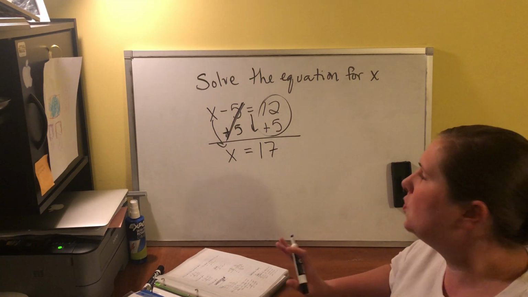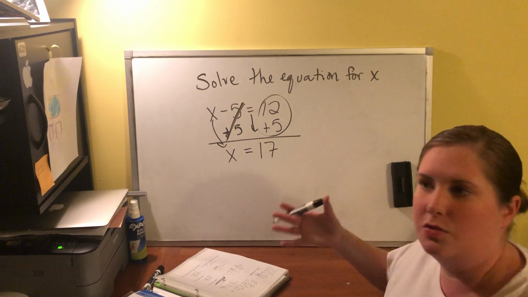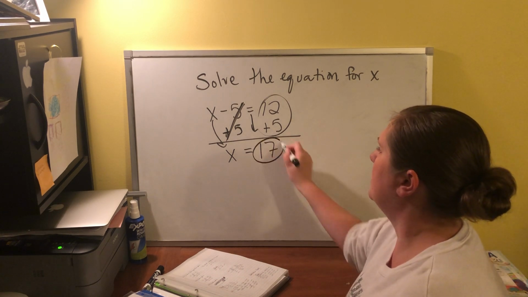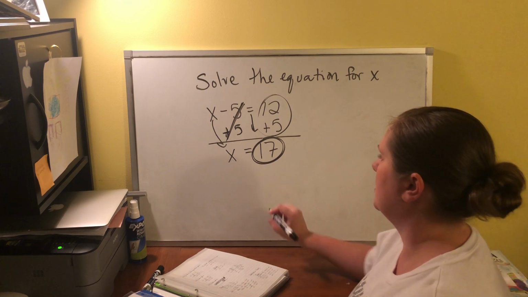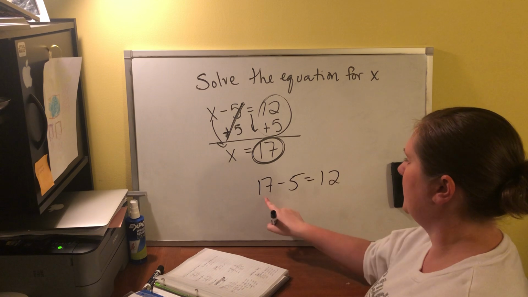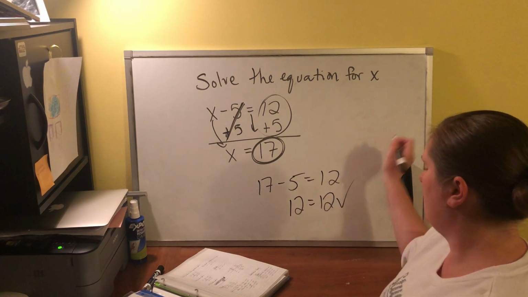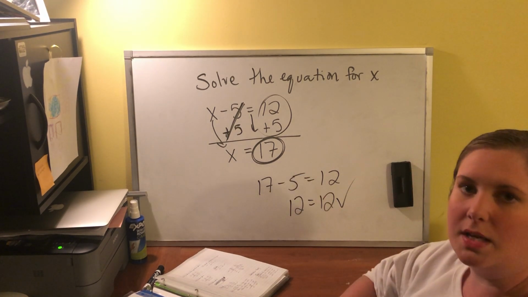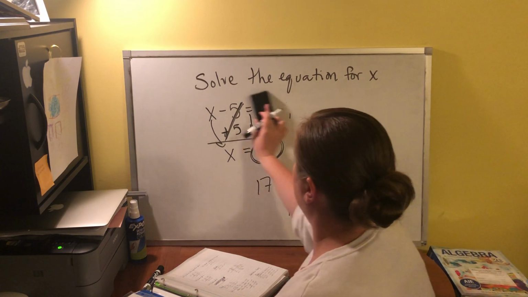Now, if you wanted to check your answer and make sure you're correct, so if you're one that likes to go back through and check your work, you're going to substitute the x value, the 17, into the original equation. So that would be 17 minus 5 is 12. So you're going to go ahead and subtract. 17 minus 5 is 12. 12 is 12. So yes, you did the problem correct, and 17 is your answer. Okay, so it's just a way you can check yourself. All right.